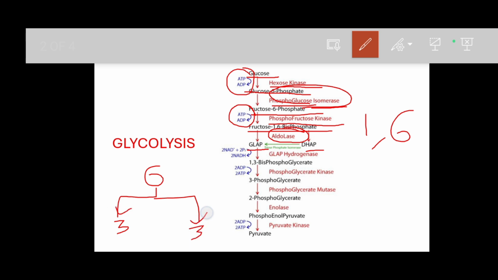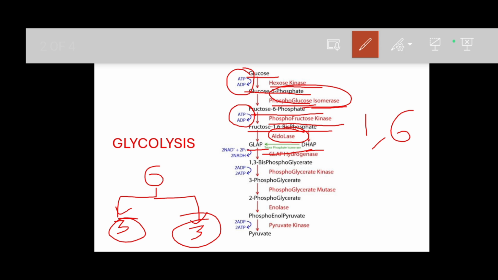What are the 3-carbon molecules produced here? Glyceraldehyde 3-phosphate and dihydroxyacetone phosphate. We can also see the green colored enzyme written here, called triose phosphate isomerase. Both glyceraldehyde 3-phosphate and dihydroxyacetone phosphate are 3-carbon molecules, and they are interconvertible forms. They are isomers of each other.